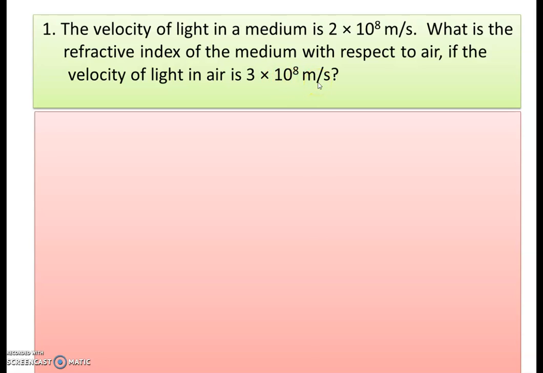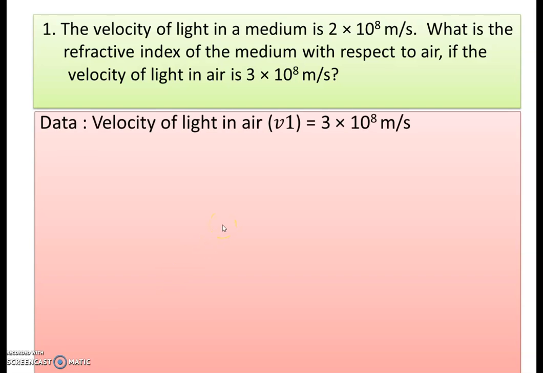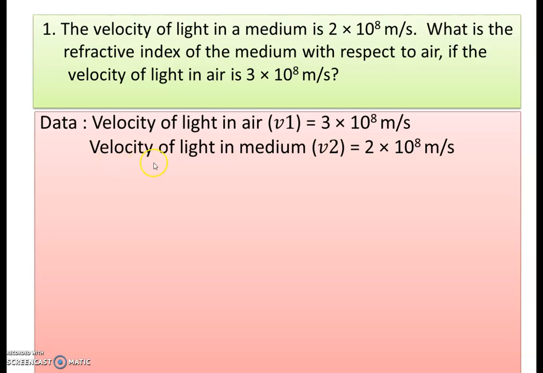To solve this problem, first of all, we have to find out the data which is given in this problem. In this problem, we have to find out the refractive index of the medium with respect to air. That's why the first medium will be air. So, velocity of light in air, which is V1, is equal to 3 into 10 raised to the power 8 meter per second. Velocity of light in medium 2, means V2, is 2 into 10 raised to the power 8 meter per second.